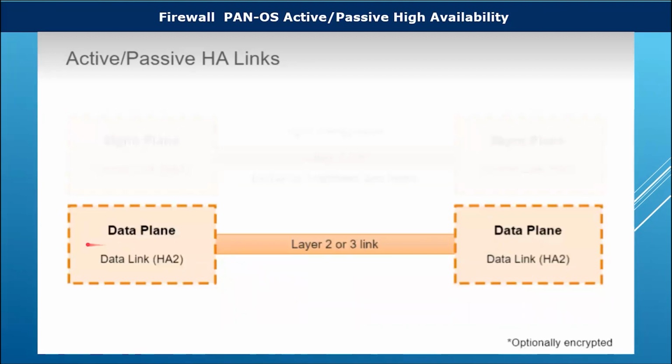Now, if we are talking about the data plane, to communicate between the data planes we use the HA2 link, right? This HA2 link, guys, could be layer 2 or layer 3. It's up to you. If both firewalls are directly connected, the best practice is a layer 2 link. It's configured as a layer 2 link.